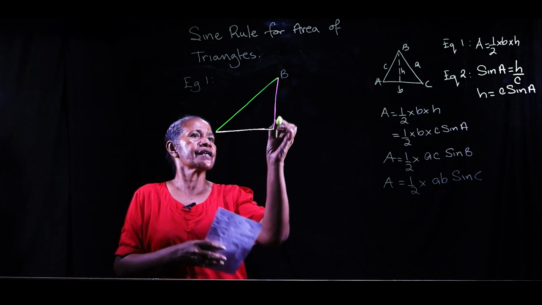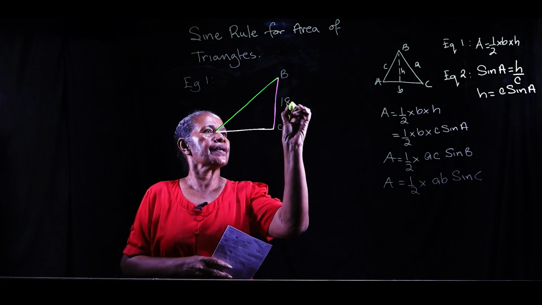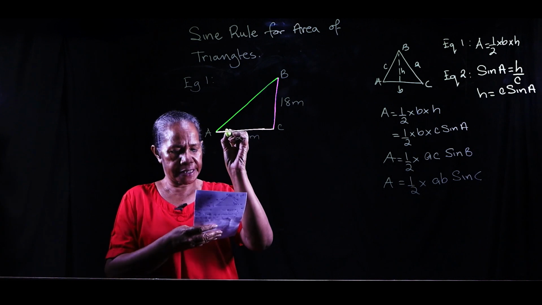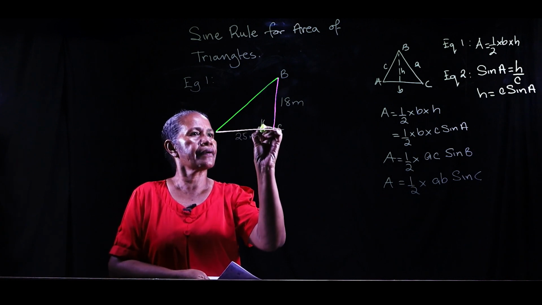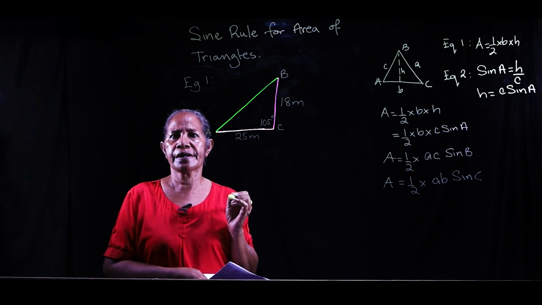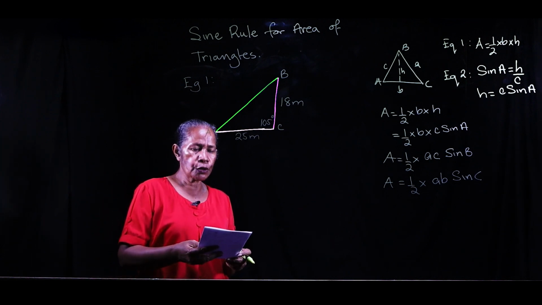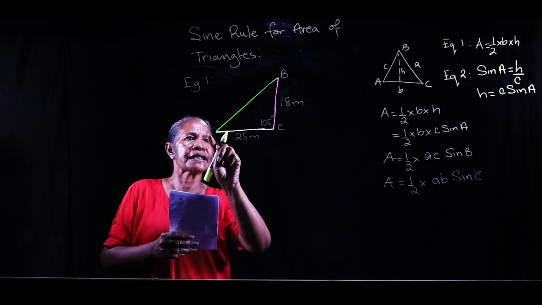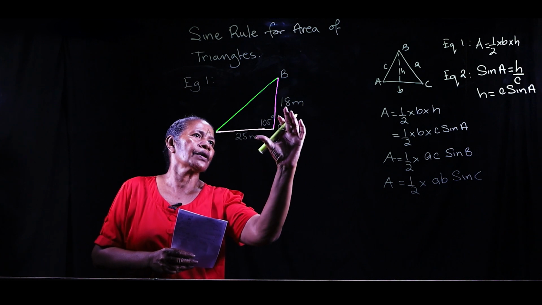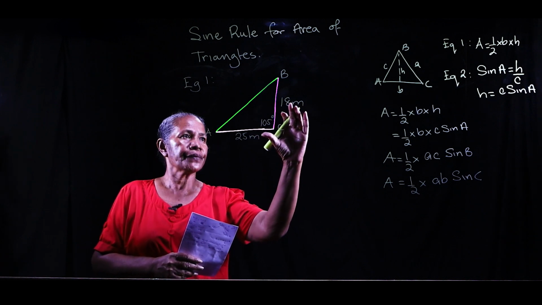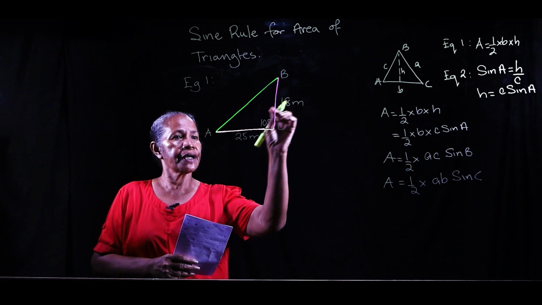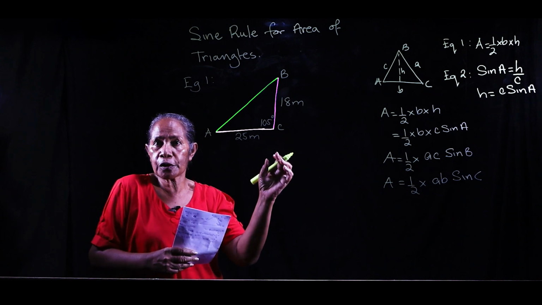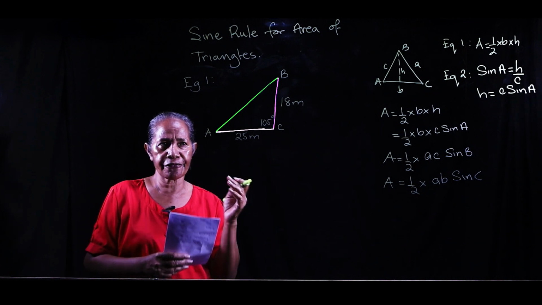Let's fill in our information. We have 18 meters, we have 25 meters, and this is 105 degrees. So, how do we find the area of this? Now, a very important thing that you need to remember: according to the sine rule, we have the two sides and an included angle. That is what we look for when we are trying to write our area formula.